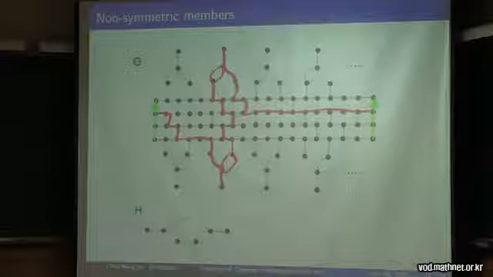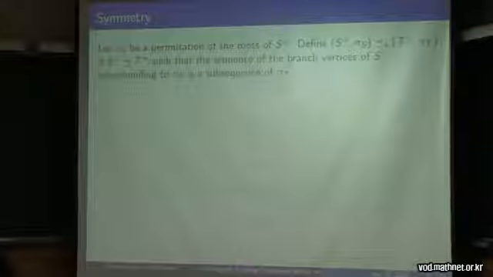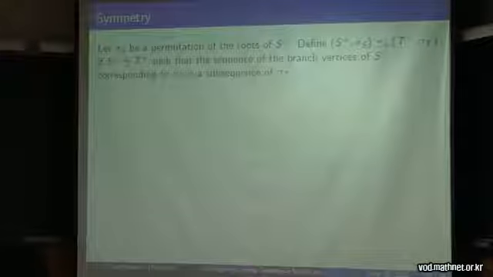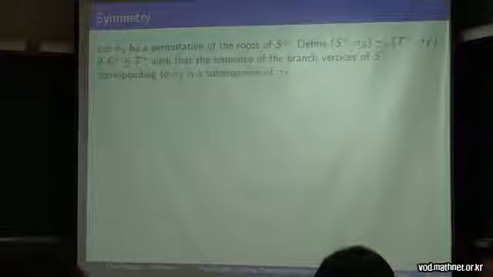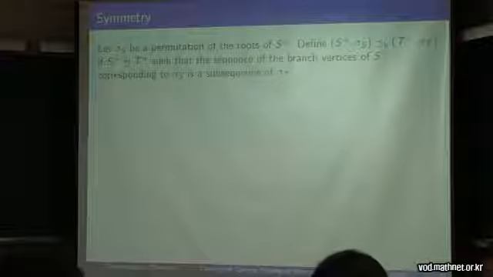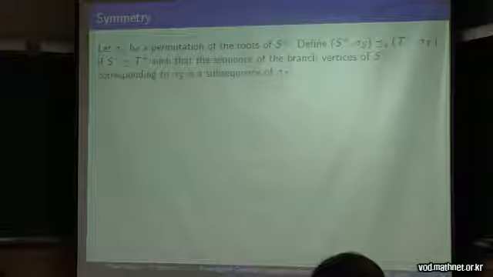So let's make it general. What's wrong in the previous example is that the members are not symmetric with respect to their roots. So I want to define some symmetric condition. First, I have a rooted graph S plus. Now I can give an ordering of the roots. So it's a permutation of the roots, but it's an ordering.